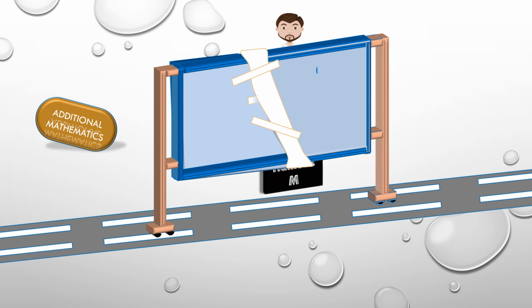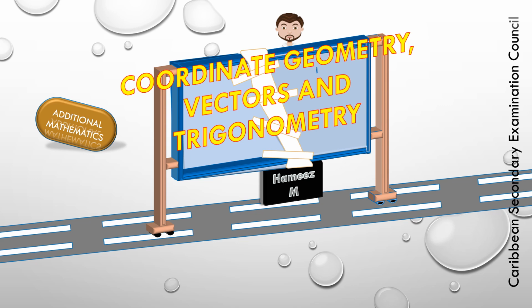In this video, we will be looking at section 2 of the syllabus: coordinate geometry, vectors, and trigonometry. We'll be specifically looking at the 5 years of past paper questions from May 2017 until 2022. Let's recall that in 2020, there was no paper 2 due to the pandemic.